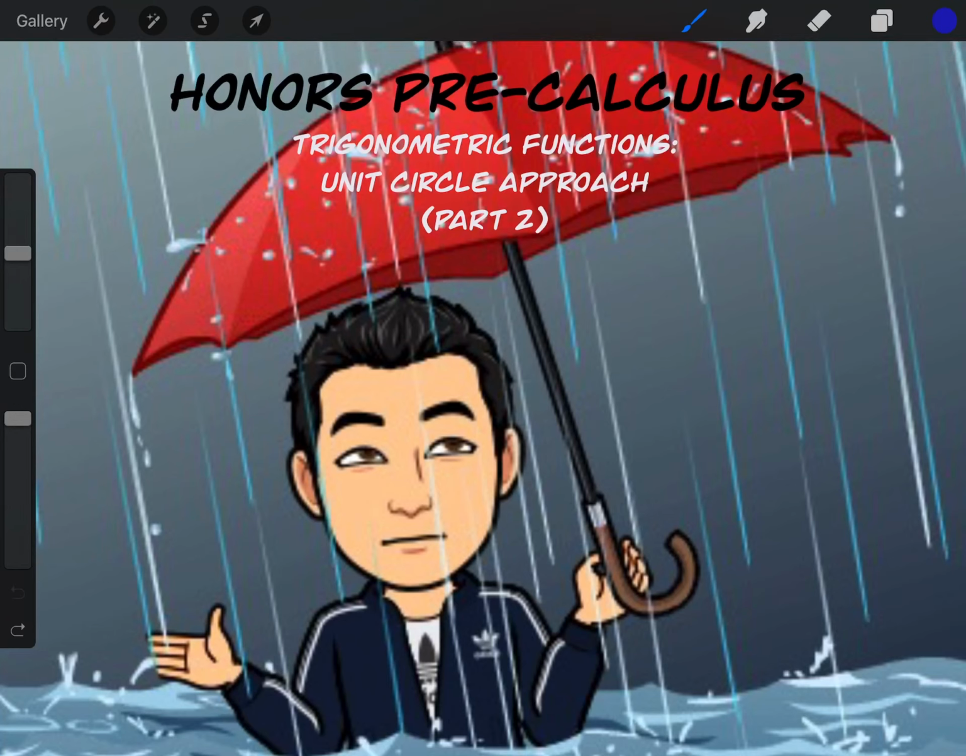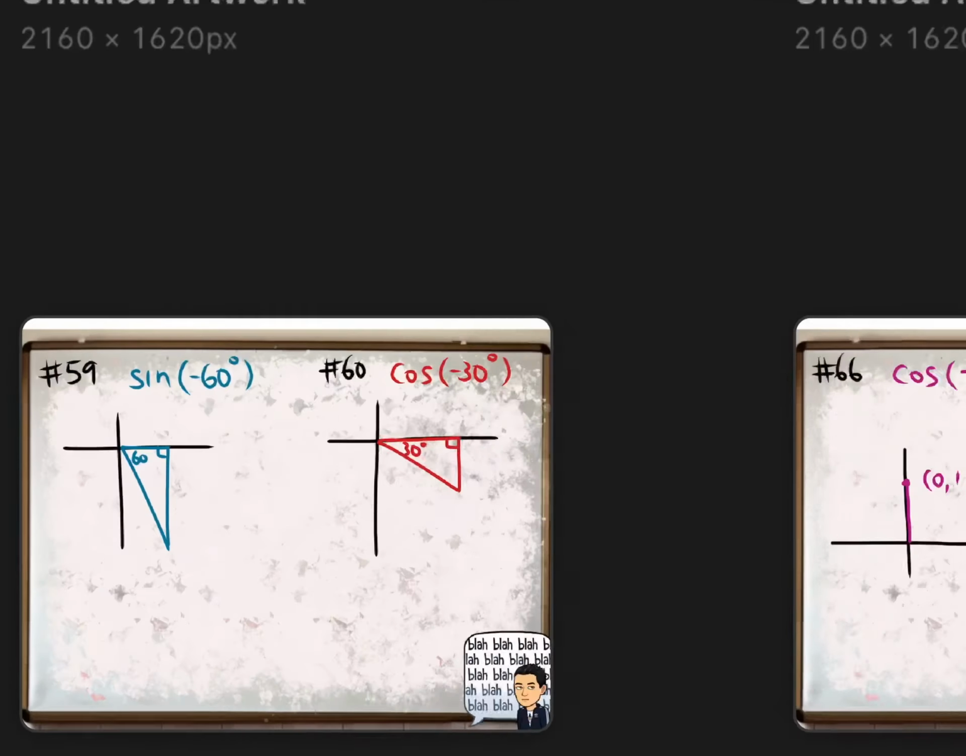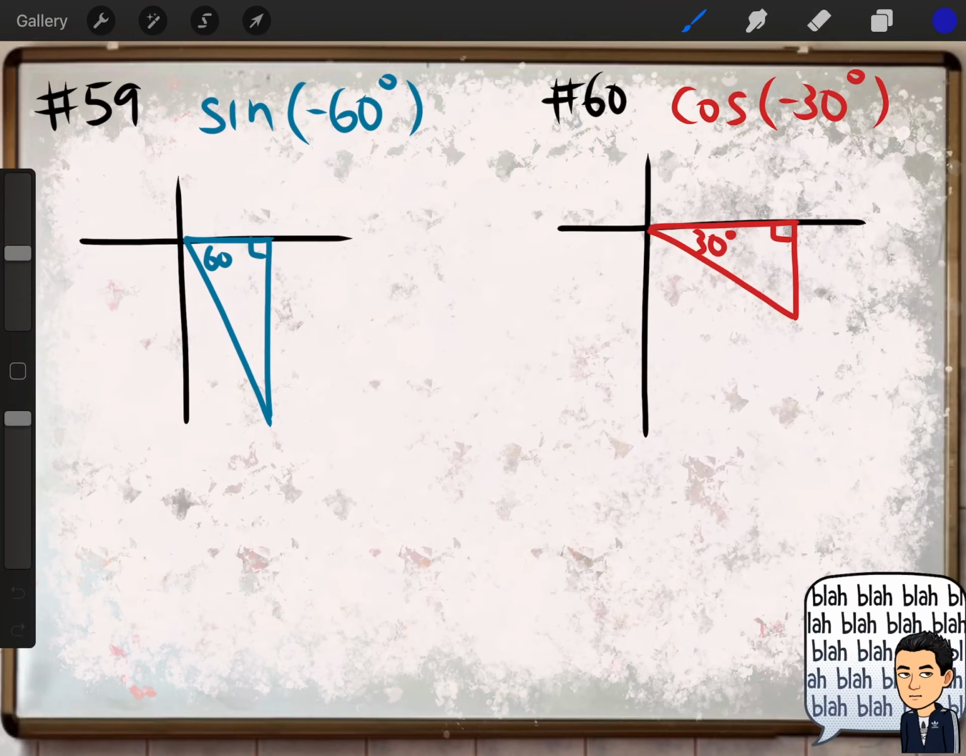Yo, this is honors pre-calculus, part two of the unit circle approach. So let's go ahead and work on number 59. Number 59 says that you have to use odd, even properties.